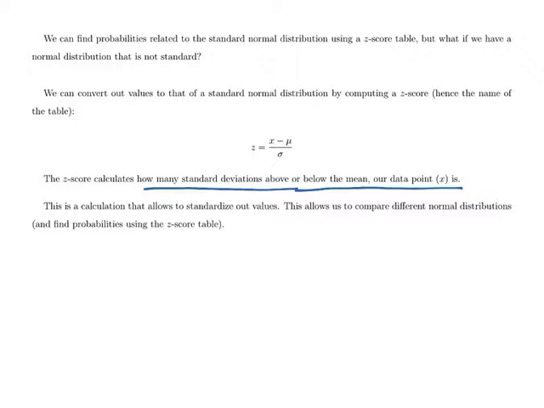So this is a calculation that allows us to standardize our values. This allows us to compare different normal distributions and then find probabilities using the z-score table. So every probability related to normal distributions is known. We just have to translate it into a standard normal distribution first. So let's see this at work. The only difference between this problem and the previous problems is that we have to do a little calculation beforehand.